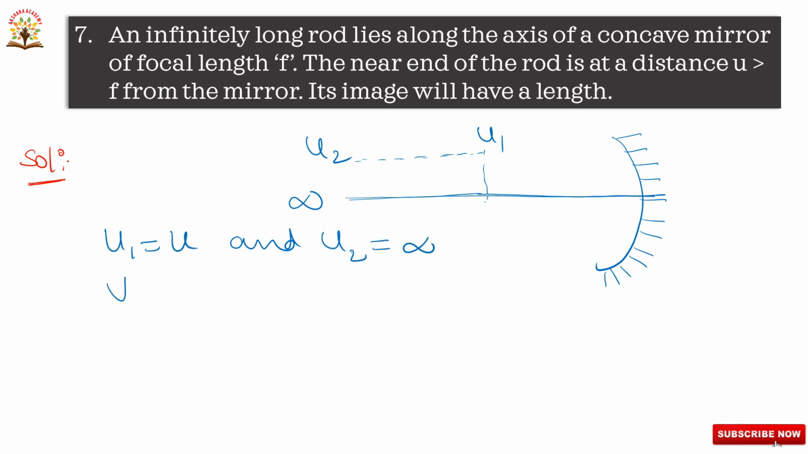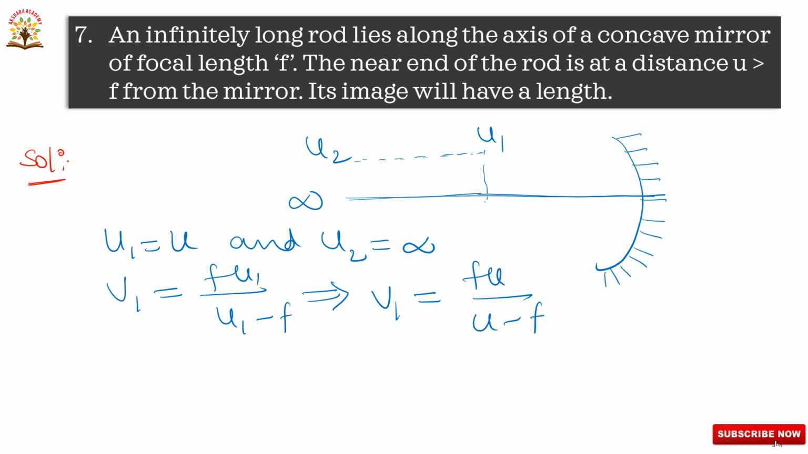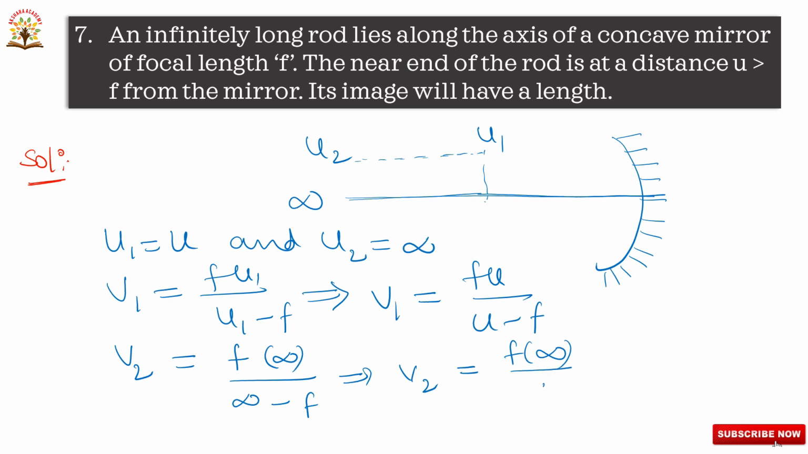Now v1 is equal to f u1 by u1 minus f. So this implies v1 is equal to f u by u minus f. Now v2 is equal to f u2 by u2 minus f, with u2 as infinity, so f into infinity by infinity minus f. Infinity gets cancelled, therefore v2 is equal to f.